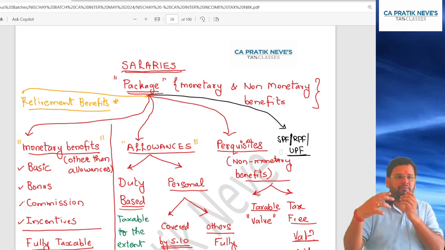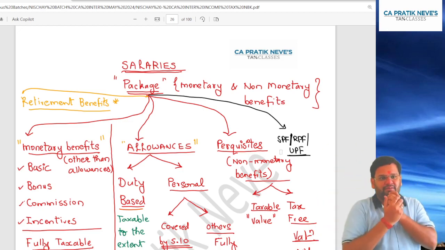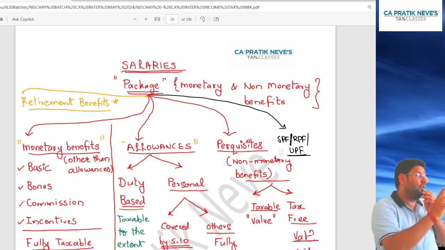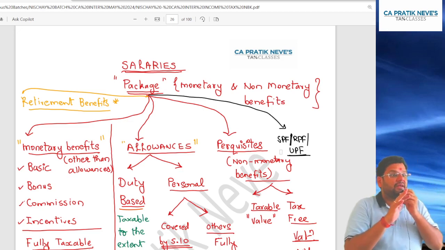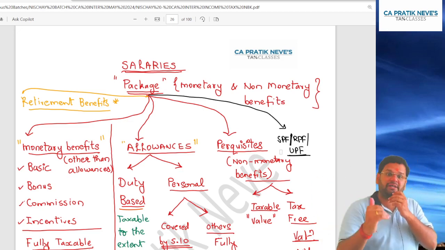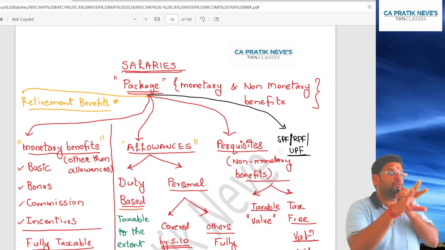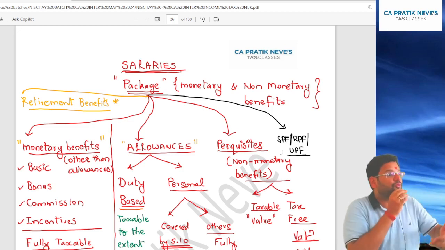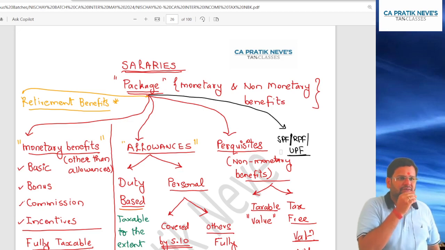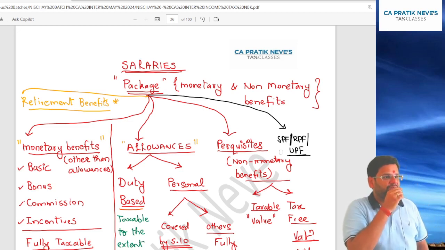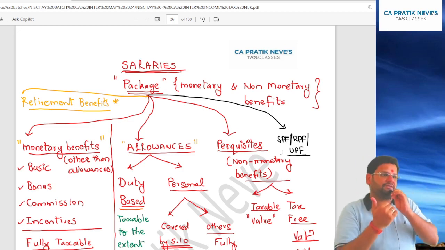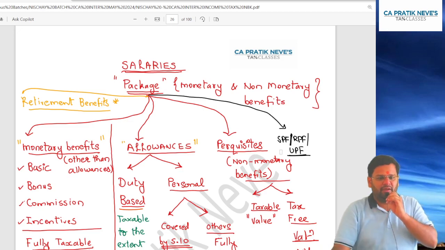If you ask for a loan, your company can give you a loan at a concessional interest rate or an interest free loan. They can sell their assets to you at a low price. They can give you assets for use. So many benefits can be given. And the most important benefit, they can give their shares to you. ESOPs. In accounts, have you learnt? Employee stock option plans, where you can get shares of that company at a concessional price. So this is also a benefit.